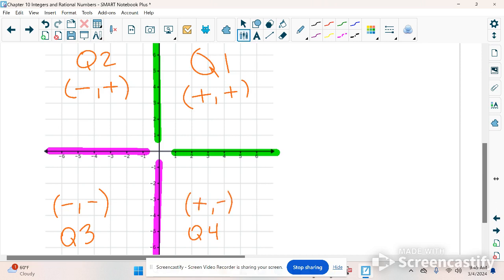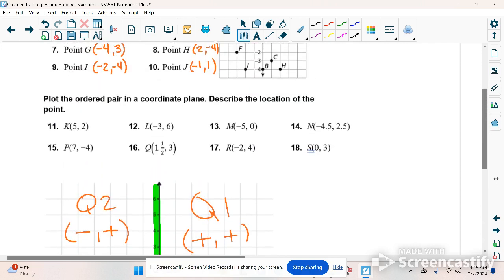Okay, so looking at the signs, we're going to predict what quadrant they are in. So looking at number 11, we have 5, 2. What are the signs for this point? Positive, positive. So what quadrant is positive, positive? So we're predicting it's going to be in Q1. Okay?